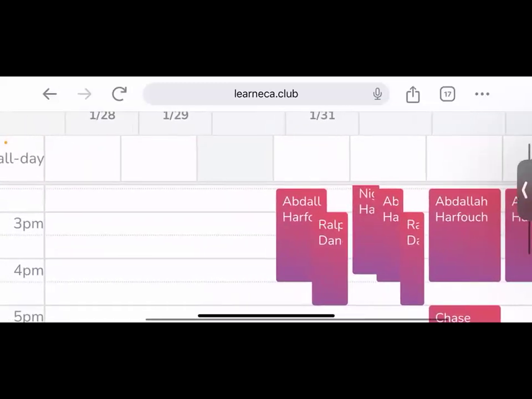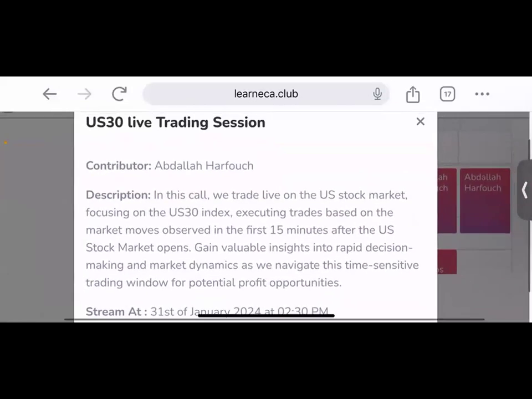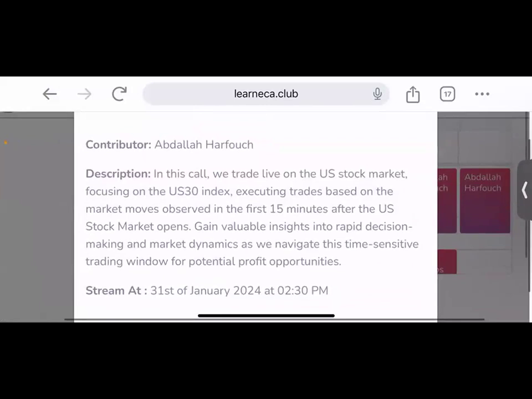Look at it. You can even click on it. Click on Abdullah Hafoch that comes up. Look at it. It describes everything for you. In this call, we trade live on the US stock market, focusing on the US 30 index. So you can even map this into your own personal schedule, because I know we have students plugged in from different parts of the world, right? For example, I myself am in the UK.